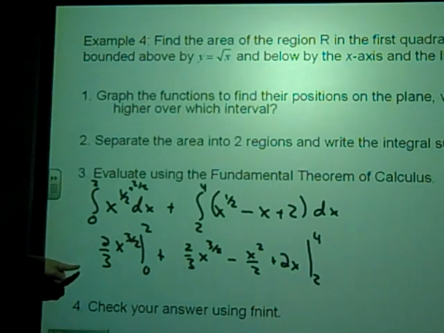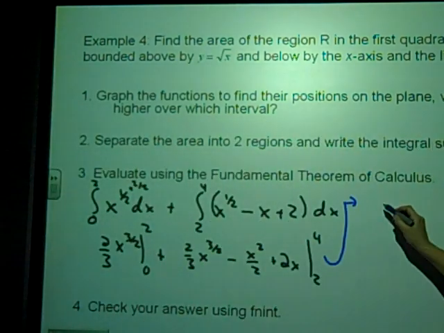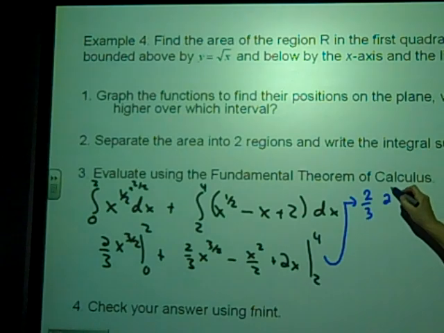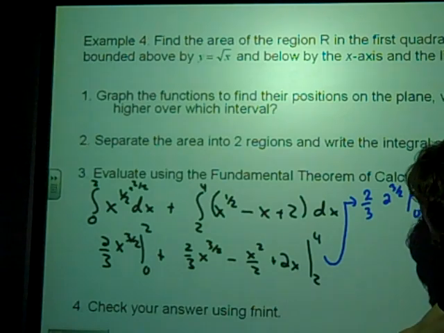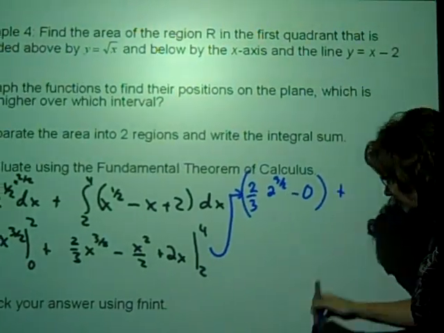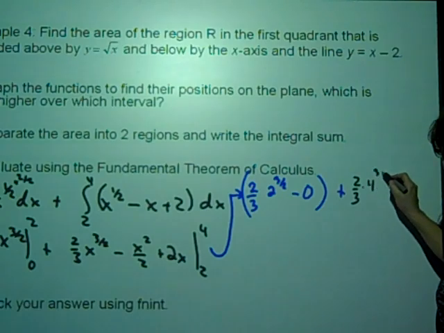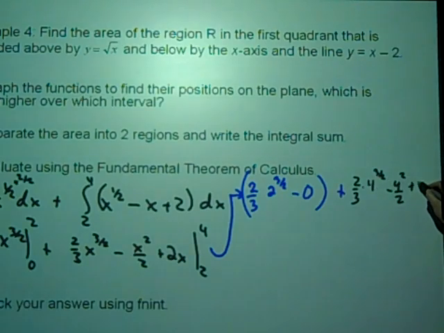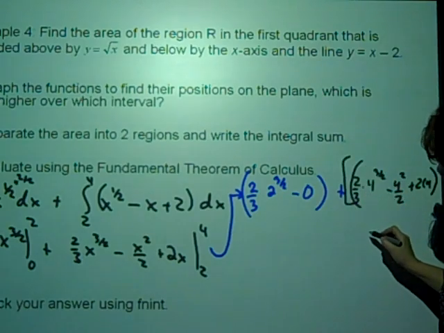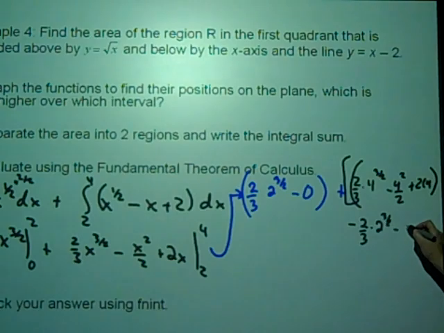Okay? Now if you plug in your numbers here, if you put in 2, I've got 2/3 times 2 to the 3/2 minus, and then you put in your 0, you're just going to have 0. So that's the first one. Plus, now let's do the second one. I've got 2/3 times, I'm going to start with my 4 to the 3/2 minus 4 squared over 2 plus 2 times 4. All of that minus, and now I've got to put in my 2, so 2/3 times 2 to the 3/2 minus 2 squared over 2 plus 2 times 2. So I've got all this to evaluate.